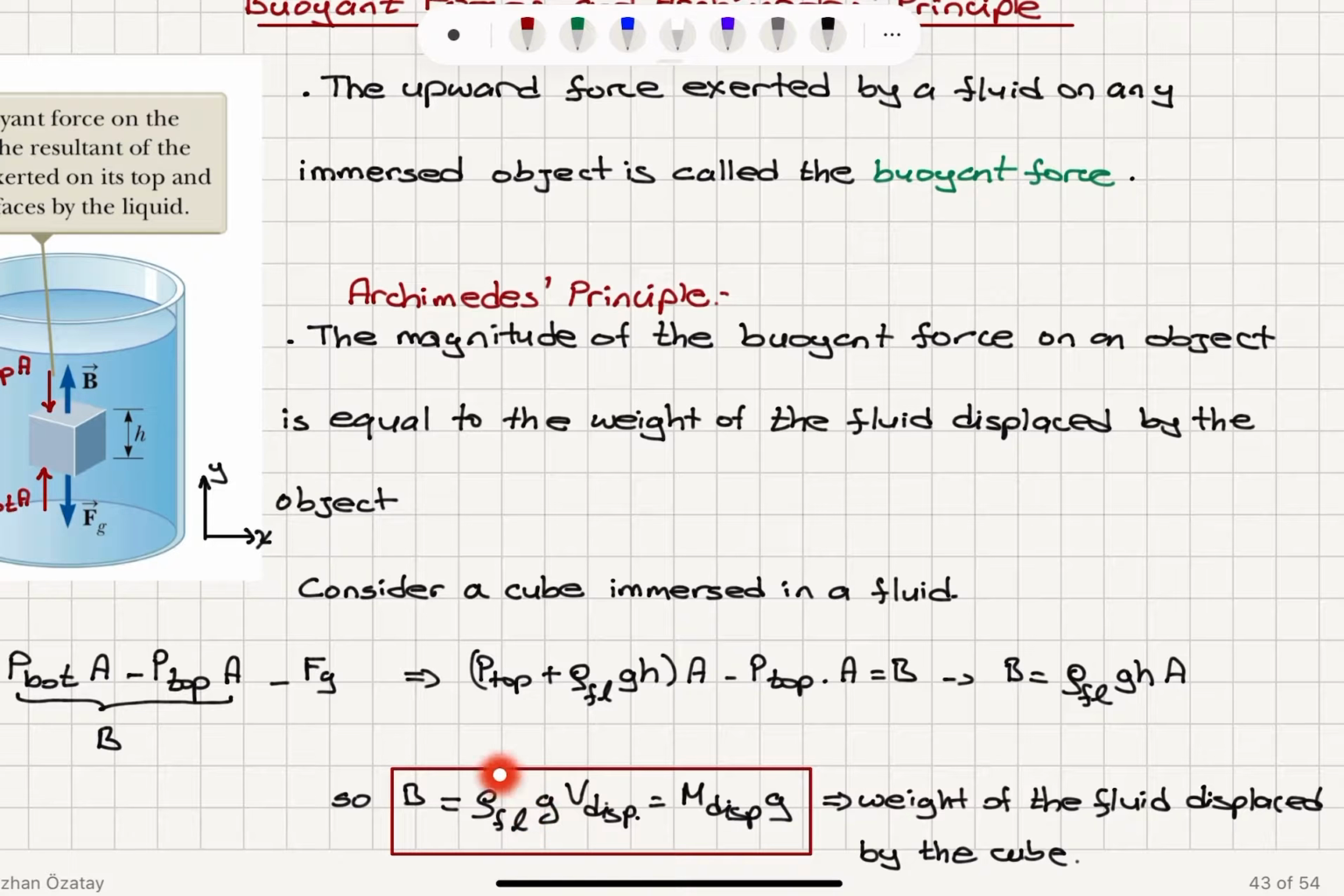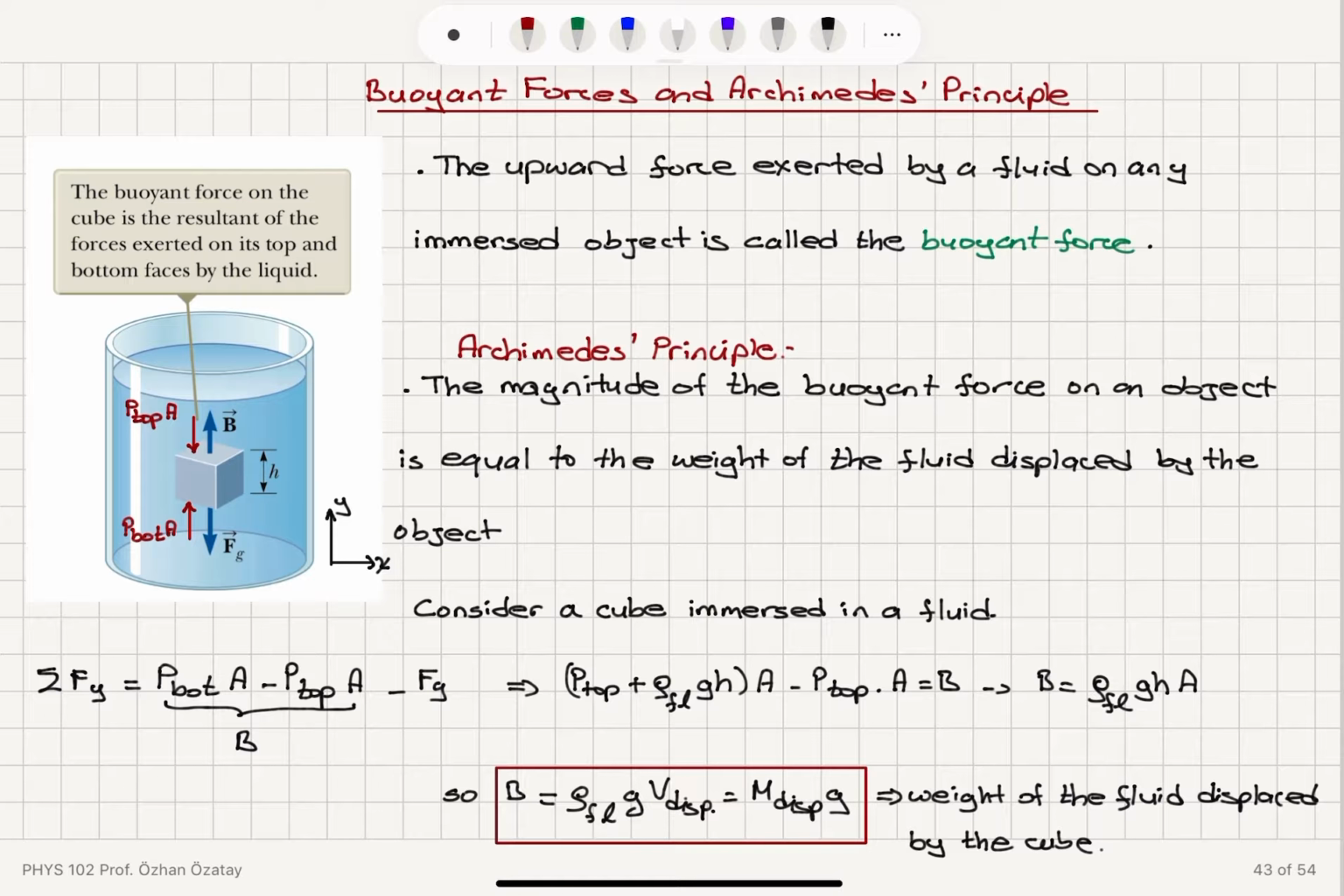So we can say that the buoyant force is rho fluid g times the volume displaced by the object, or the mass of the fluid displaced by the object multiplied by g, which is the weight of the fluid displaced by the cube. All right.